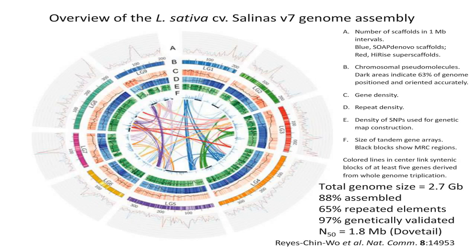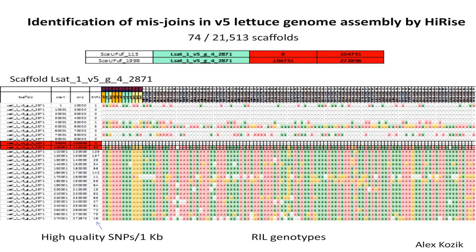So this is what the genome looked like. This is the V7 genome assembly that's just been published in Nature Communications. And I say we were fairly happy with that. It allowed us to look at the archaeopolyploid whole genome duplication or triplication, which is shown in the middle. So many parts of the lettuce genome are actually in triplicate. You can see by the different colored lines joining three parts of this genome.